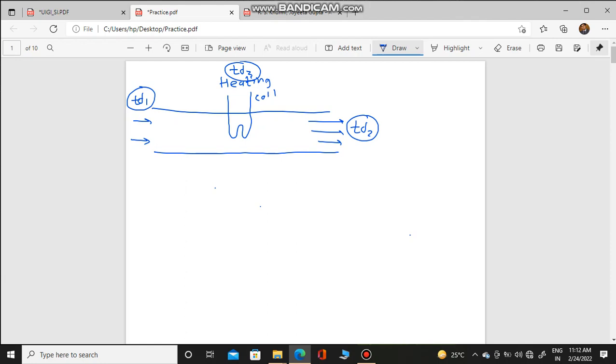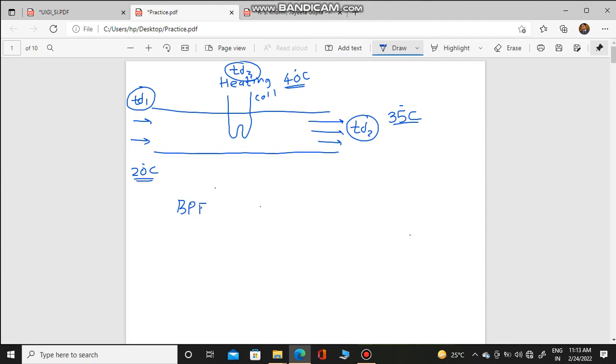The air which is coming has a low temperature. Let us assume this is 20 degrees centigrade, and the coil is at, let us assume, 40 degrees centigrade. Whenever this 20 degree centigrade air comes in contact with the 40 degree centigrade coil, its temperature gets increased. Ideally this temperature should increase up to 40, but in reality let us assume that it reaches up to 35 degrees centigrade.